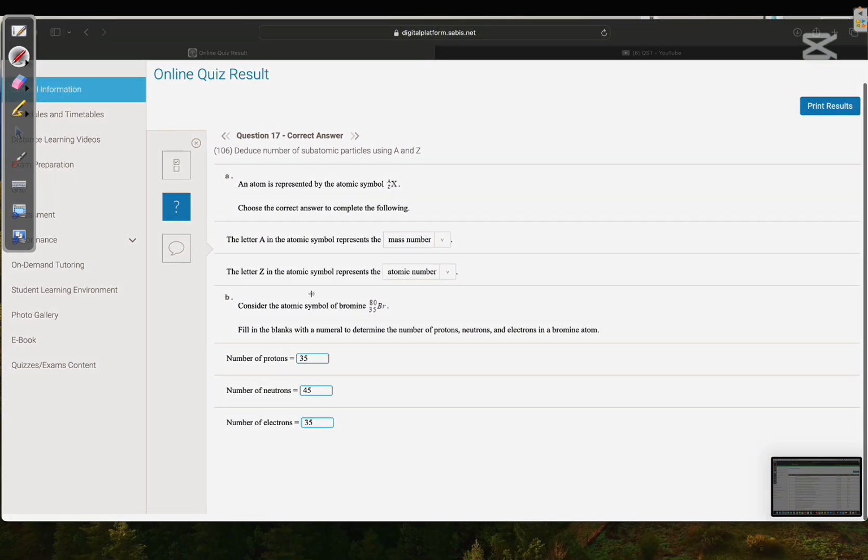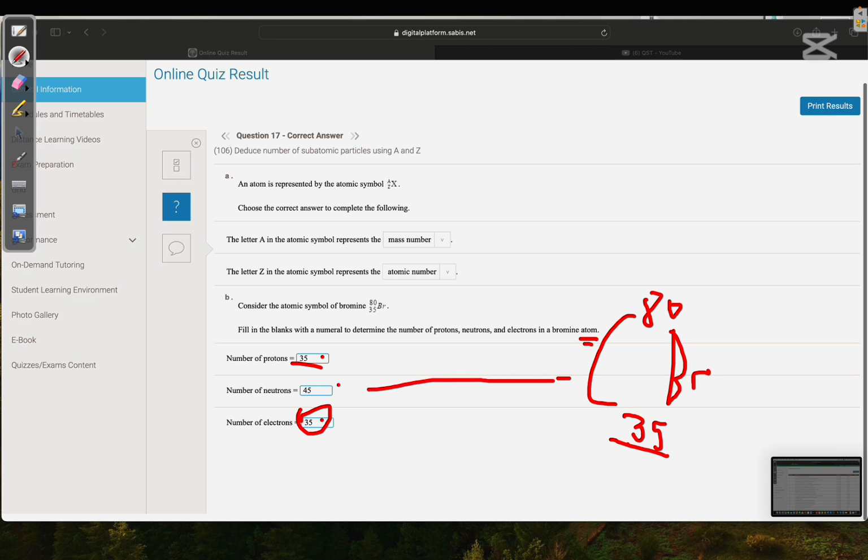Okay. Consider the atomic symbol of bromine, 35, 80. Okay, so we have 35 protons because the Z is 35. Since here they said it's a bromine atom, the number of protons will be the same as the number of electrons. And for the number of neutrons, as we said before, we do 80 minus 35 to get 45.